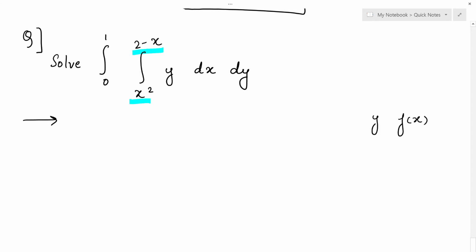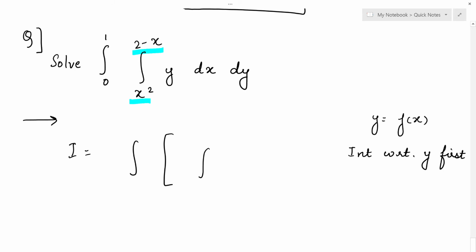So if the inner limits are in terms of x, we will integrate with respect to y first. This is what we have seen. Since the inner limits are in terms of x, we integrate with the opposite variable. We will integrate with respect to y first, and then obviously we'll integrate with x later. So my integration I again will become y equal to x square, y equal to 2 minus x.